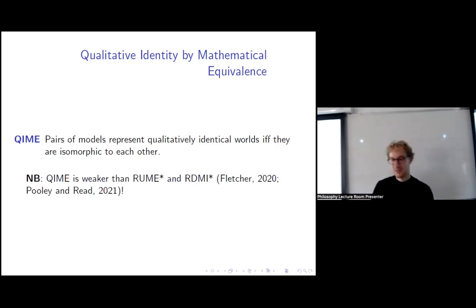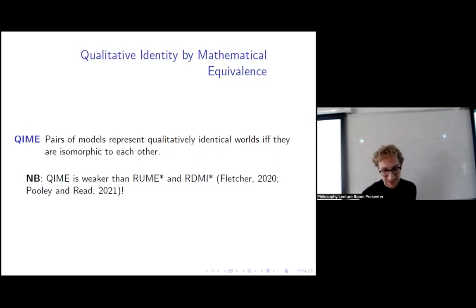And I should note, QUINE is weaker than some of these other principles presented by Fletcher and refined by Pooley and Read, right? Because they say that, roughly speaking, isomorphic models represent numerically identical worlds. They just represent the same possible world. So I'm not talking about that. I feel that's a slightly different debate because I'm talking about this weaker condition.